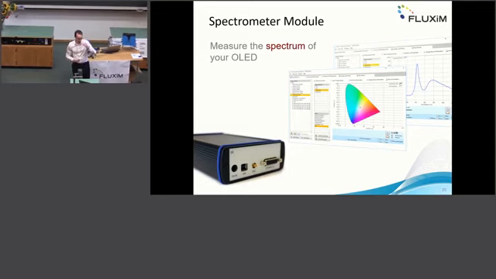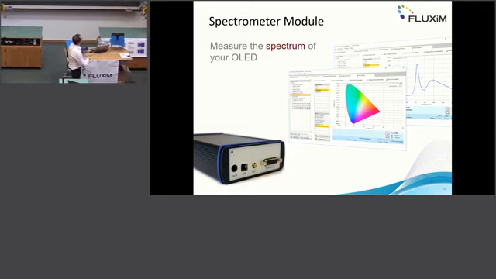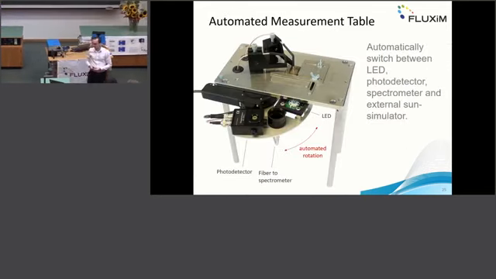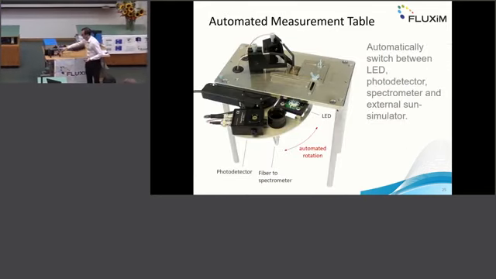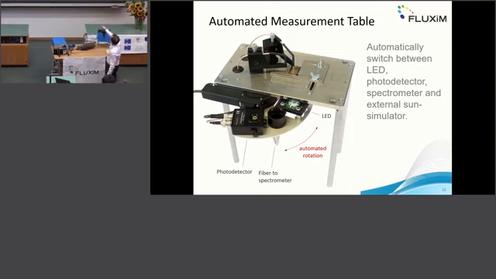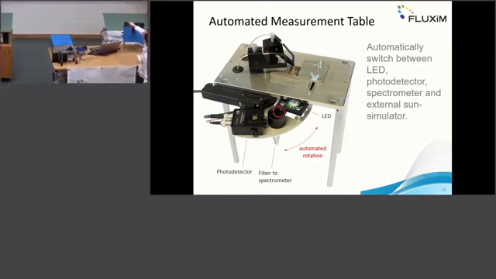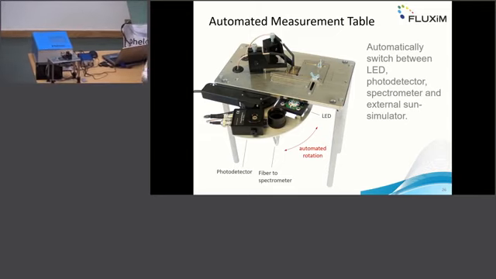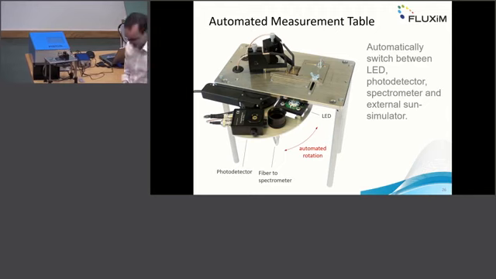It's mainly useful for OLED, so you can measure the spectrum, and then you can show it here in this nice CIE graph. You can show the color and then also compare the different colors. And then we have added an automated measurement table. This is what you see here. So there are different instruments. You see there's a fiber for the spectrometer, there's a photodetector, and there's an LED. And the system automatically rotates to choose which one is the most relevant.